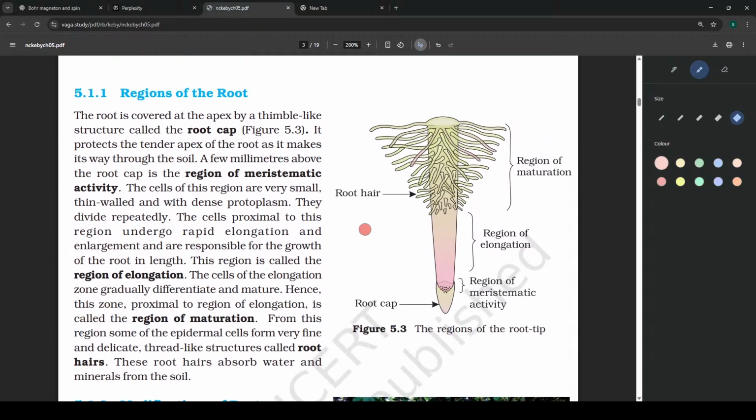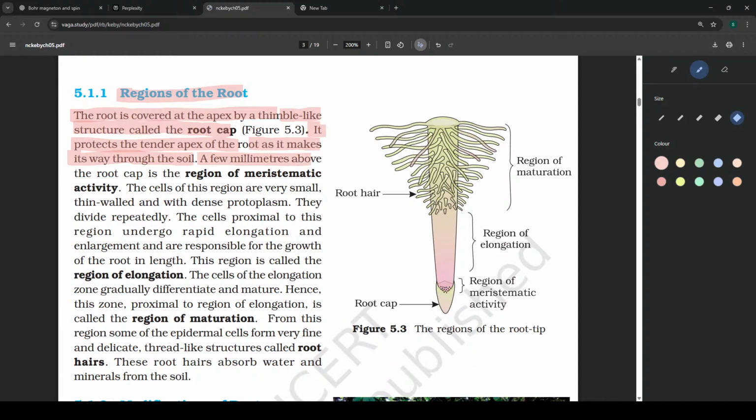Let's see the regions of the root. Regions of the root. The root is covered at the apex by a thimble-like structure called the root cap. I will first read it and explain it later. It protects the tender apex of the root as it makes its way through the soil.